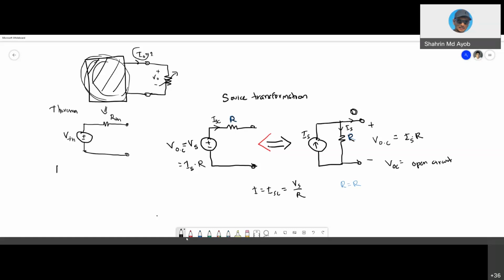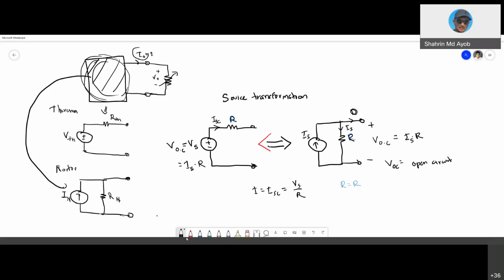And then the second theorem is Norton. Norton says that the circuit can be represented as a current source connected in parallel with a resistor. This resistor is called R Norton, and the current source here is called I Norton. So that is all about these two theorems, Thevenin and Norton.